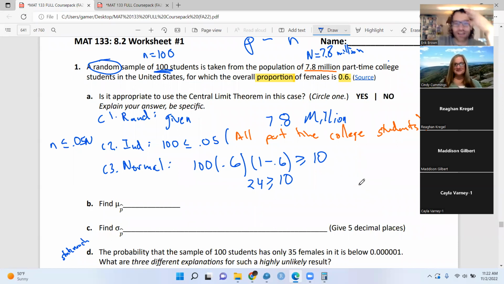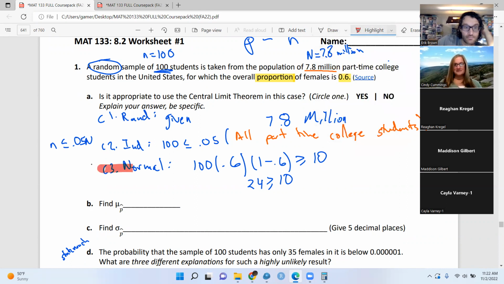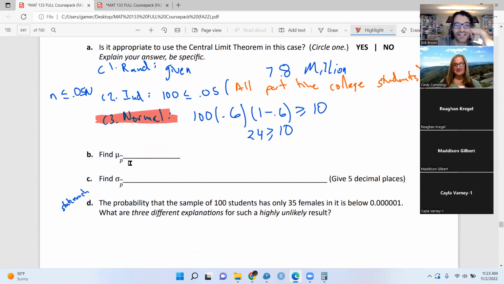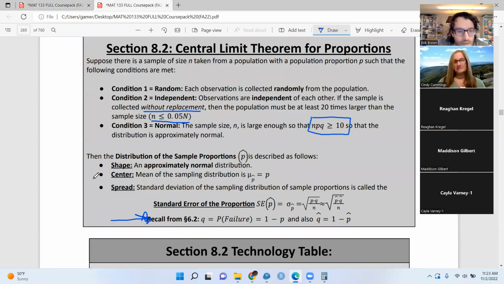How we doing? That's the 3 conditions, and they're the same 3 conditions from 8.1, with the third one being different. And it's the one that's the easiest to mess up. Did you all do B and C? Anyone know what this is equal to? I'll give you a hint. It's right here.